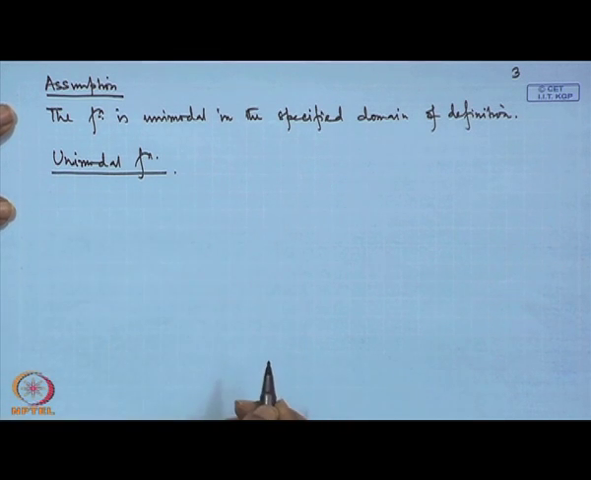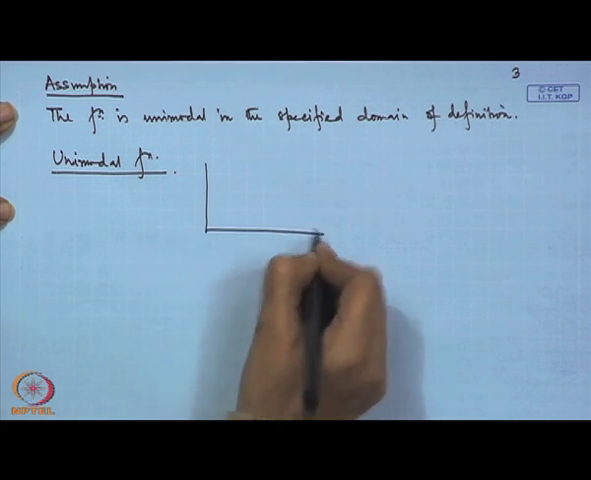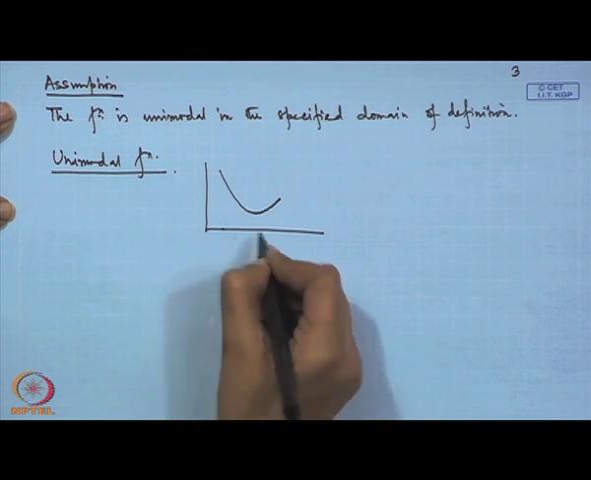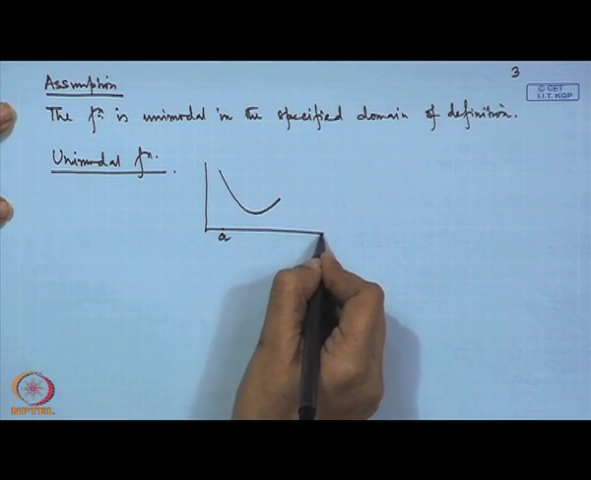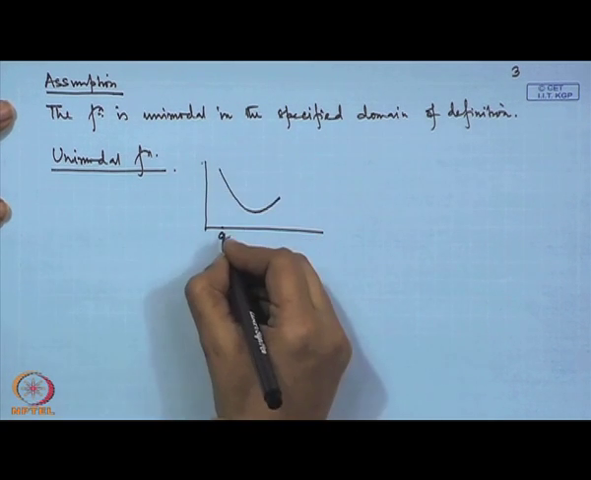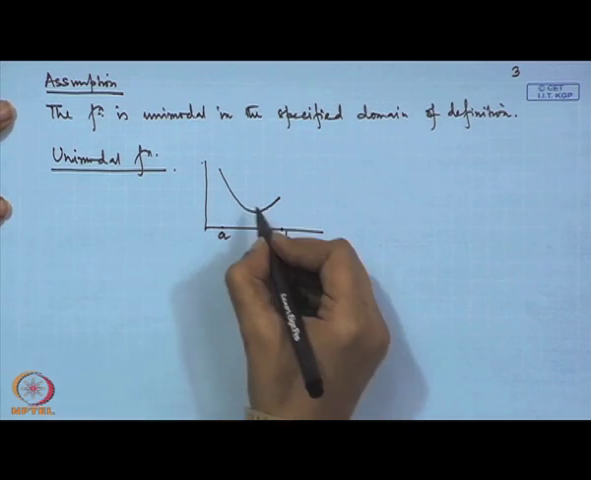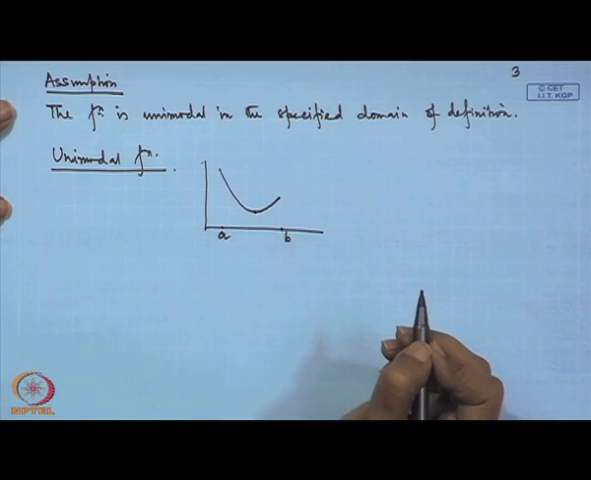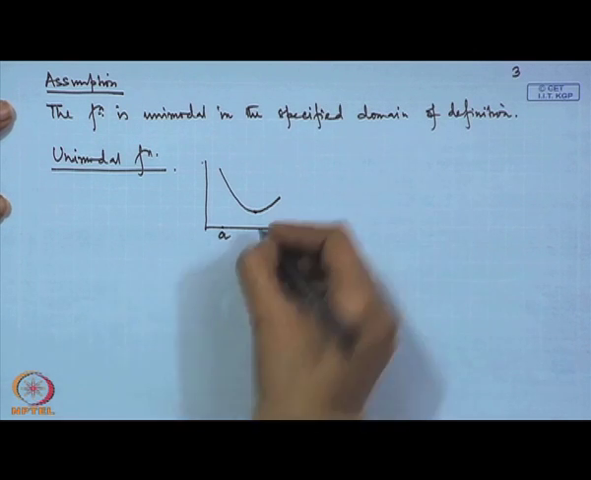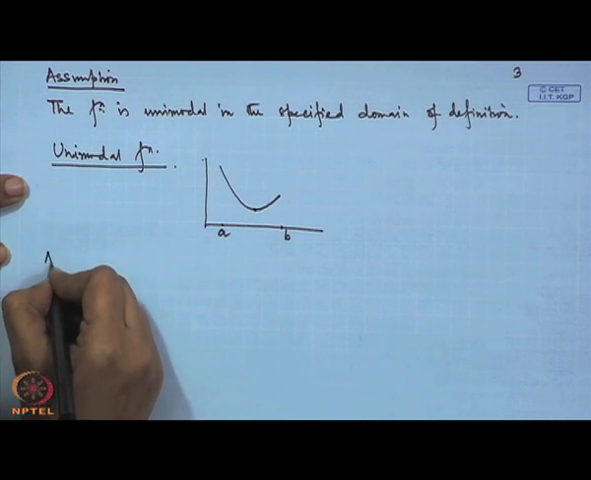For example, if I draw the graph, it will be clear to you. This is the domain of definition, starting from a. This is our decision variable axis, and this is the corresponding objective function f, and the function is defined from a to b. From the figure it is very clear that the function has only one minimum at this point. That is why we can say the function is unimodal in this range. Formally, let us introduce the definition of unimodality.